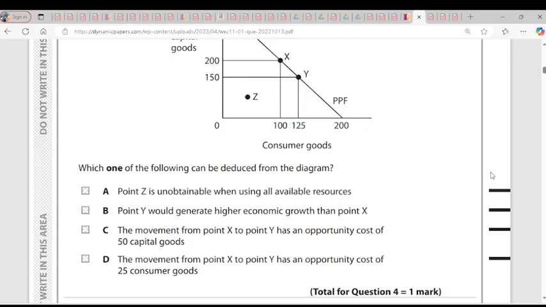That's the point I want you guys to understand. There's a reduction in the production of capital goods by 50. There's an increase in the production of consumer goods by 25, not 125. Okay. Is it clear now? So the answer is C.